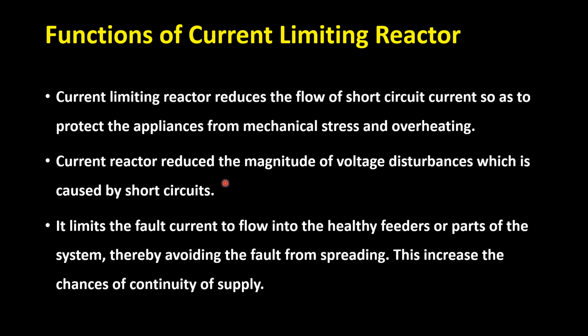Second, the current limiting reactor reduces the magnitude of voltage disturbance which is caused by short circuits. It limits the fault current from flowing into the healthy feeders or parts of the system, thereby avoiding the fault from spreading. This increases the chance of continuity of supply, which means it protects the healthy system.